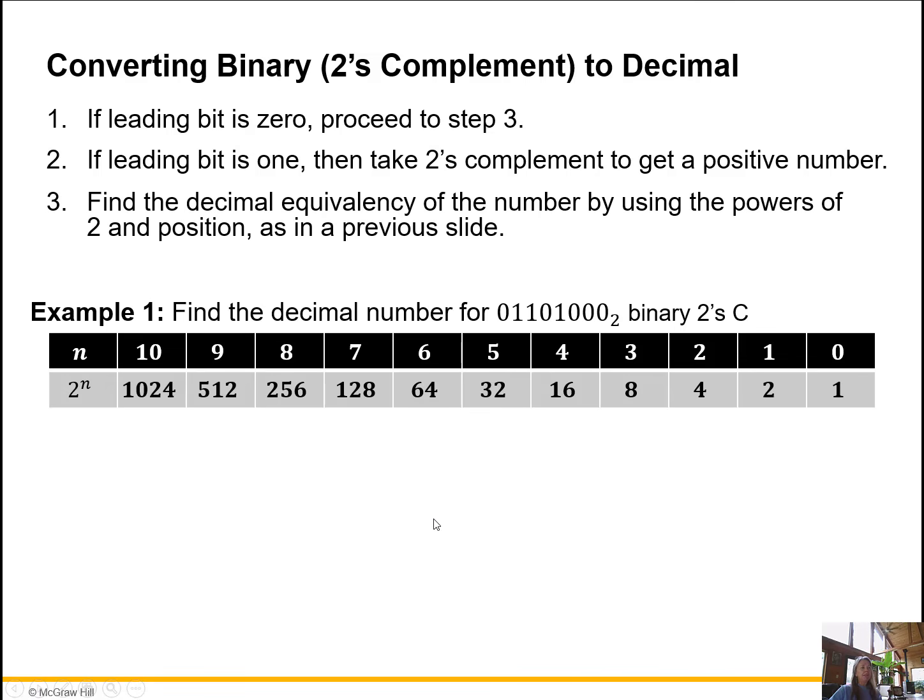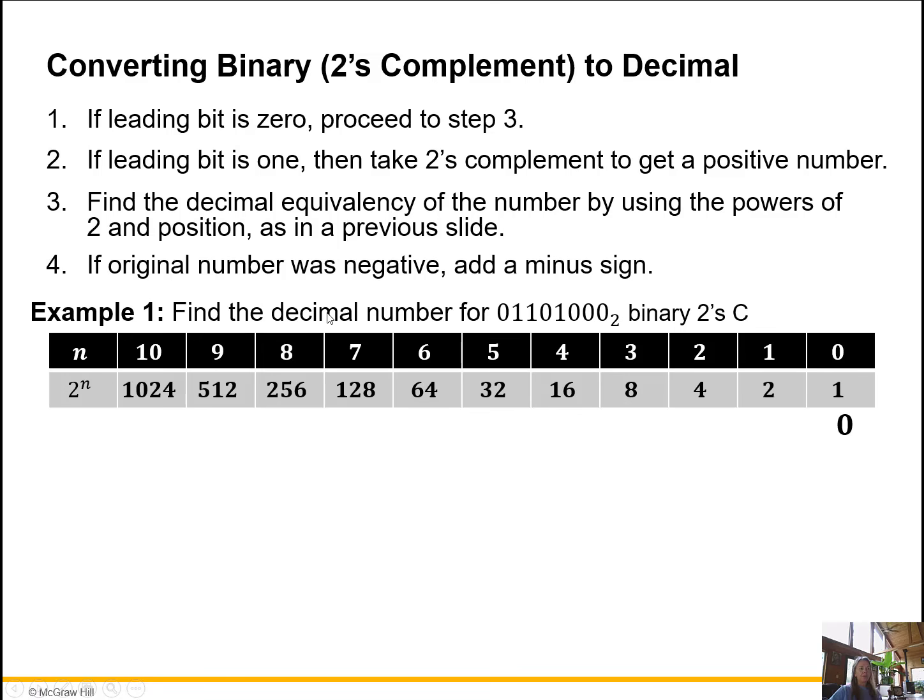All right. If the lead bit is a 0, you go ahead and go to step 3. We're going to convert binary to decimal. If the lead bit is 1, that means it's negative, and I have to do something totally different. And if the original number was negative, then I'm going to add a sign.